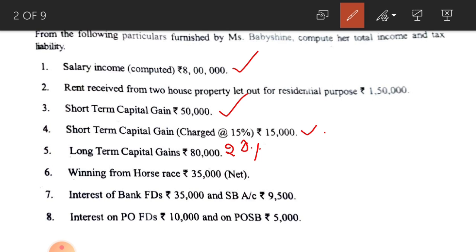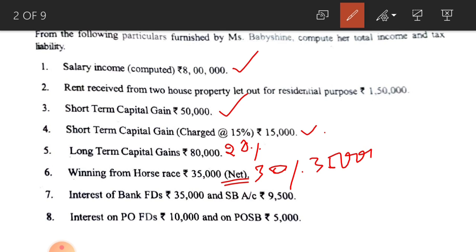Next, see, winning from horse race 35,000 rupees under income from other sources. Net amount is given, that means you have to gross up the amount. Net amount means after deducting the TDS. The TDS percentage is 30%, and you have to calculate tax liability at the rate of 30% on gross value. Remember that point.